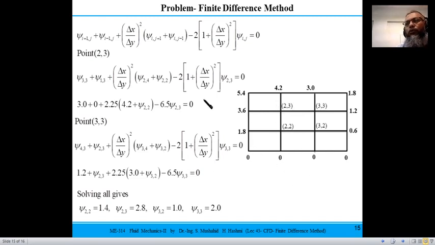So this example shows how the finite difference method is used to solve that problem, because our variable of interest was the stream function, and boundary conditions were given, and we have a governing equation in partial differential form. Using the finite difference, we turn it into an algebraic set of equations, and then we need to solve that algebraic set of equations using any matrix or any technique. So we got those values of the unknowns. This is how the finite difference method works.